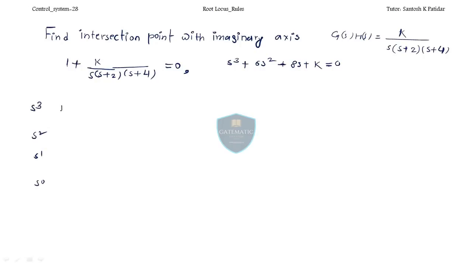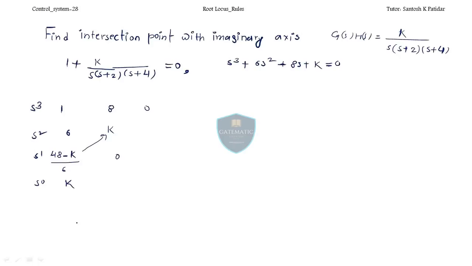Here, the coefficient values are 1, then 8. Over here, it's 6 and K. Now, I'll multiply the 6 with 8 minus K divided by 6. So, it will be 48 minus K divided by 6. And this will be 0. Okay. Now, what about this point? This will come K. This into this minus this divided by this. So, definitely, you'll get the K value.